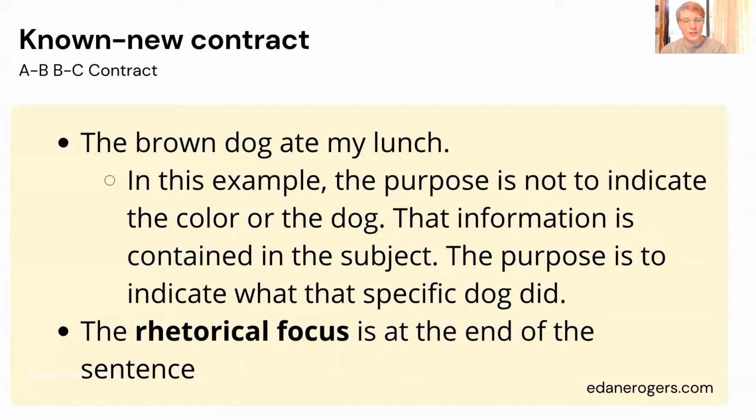He ate my lunch. So the brown dog, as opposed to the white dog or the golden dog, he ate my lunch. So the brown dog helps identify him, but the point of this sentence is not to tell the reader what color the dog is. The point is to tell the reader what the dog did to your lunch. So in this example, the purpose is not to indicate the color of the dog. That information is contained in the subject. The purpose is to indicate what that specific dog did.